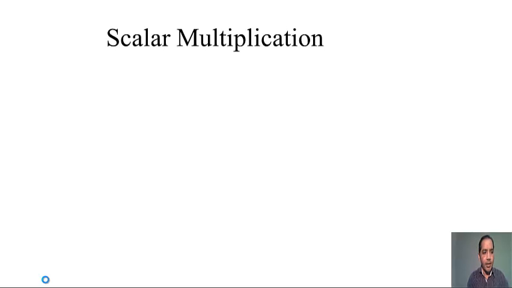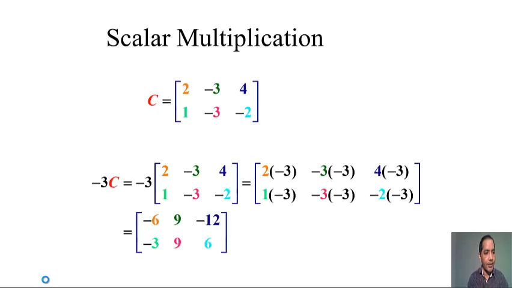In scalar multiplication, each element of the matrix is multiplied by the scalar. For example, minus 3 is multiplied by the matrix C in this way.